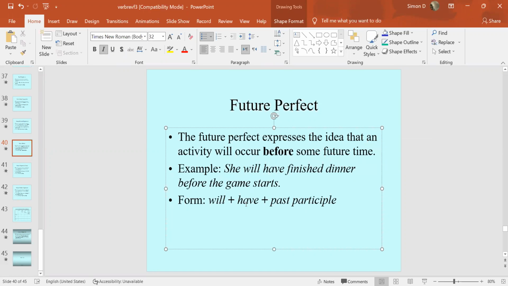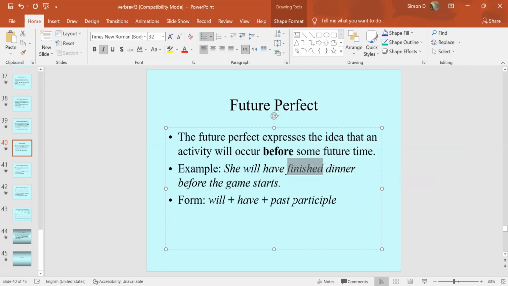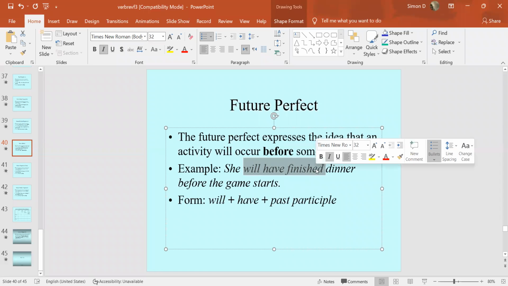Will have plus the past participle of the verb. She will have, or shall have, finished dinner before the game starts. This is the time. Before that, this thing will be finished. That is why there is a past participle here. Though it is future perfect, it is a past participle because it is basically a finished action. It's not just for finished; for other verbs too, the past participle will be used. She will have finished dinner before the game starts.